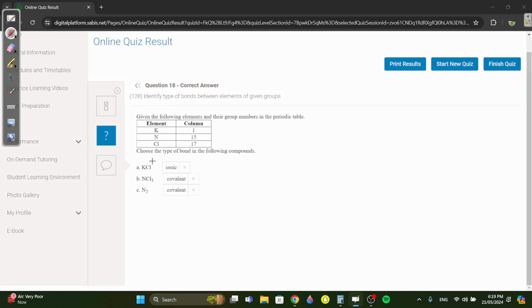What are the bonds? KCl is a metal with a non-metal, so ionic. NCl3, they're both non-metals, so surely covalent. And then N2 and N, they're both non-metals, so surely covalent.